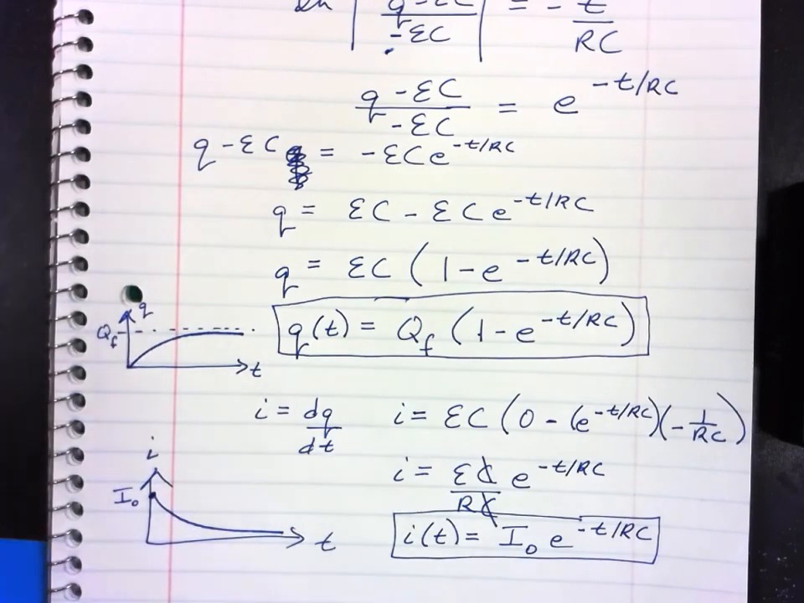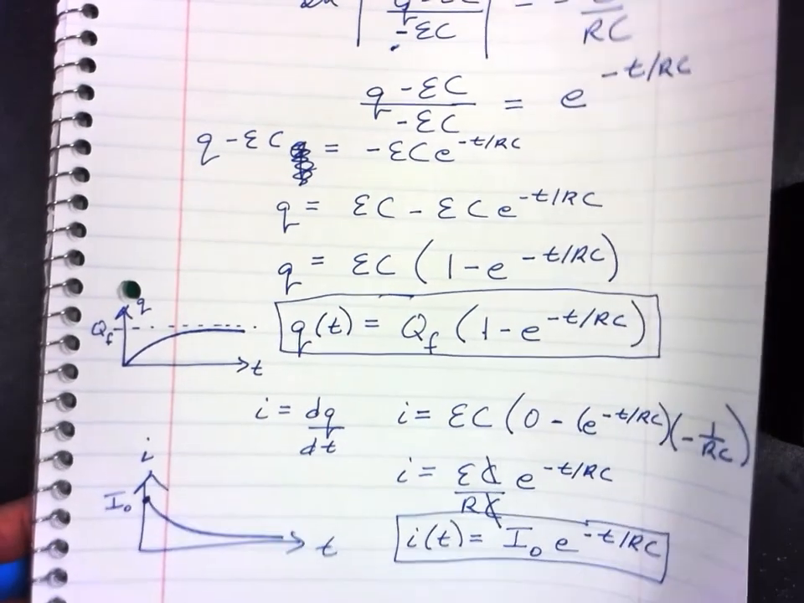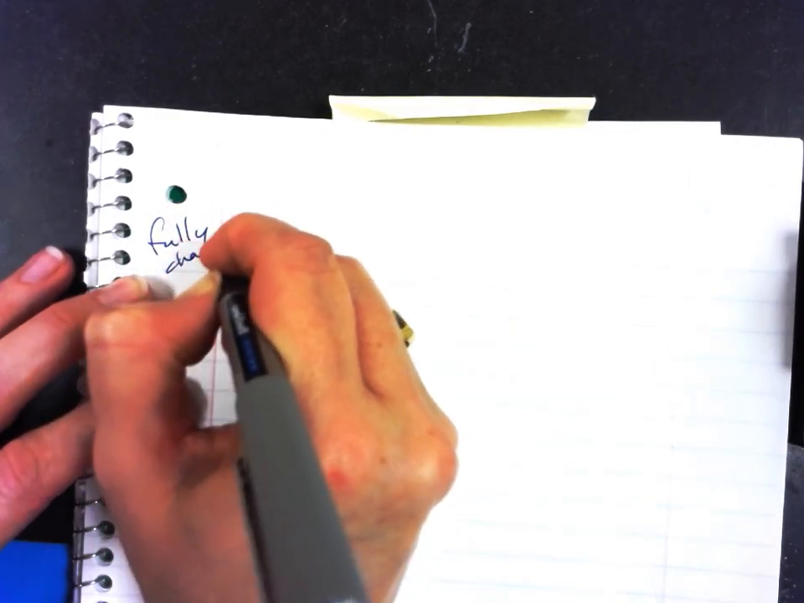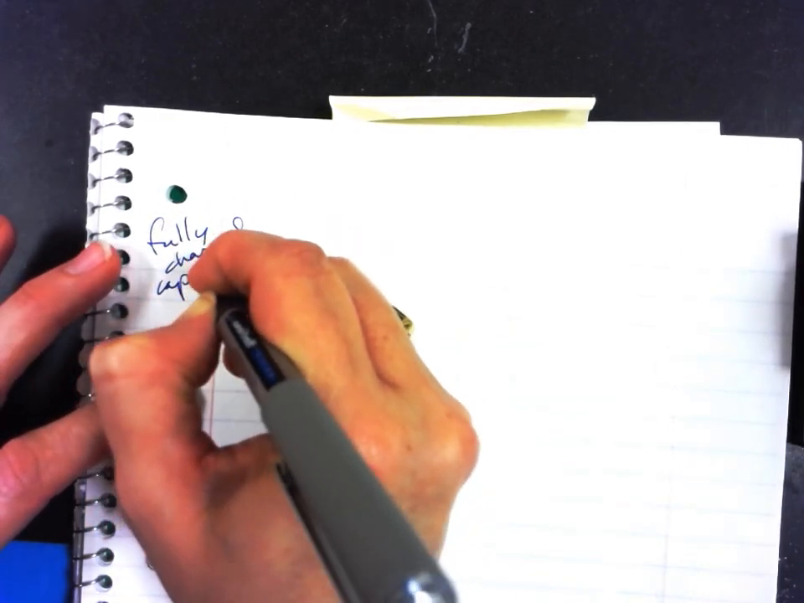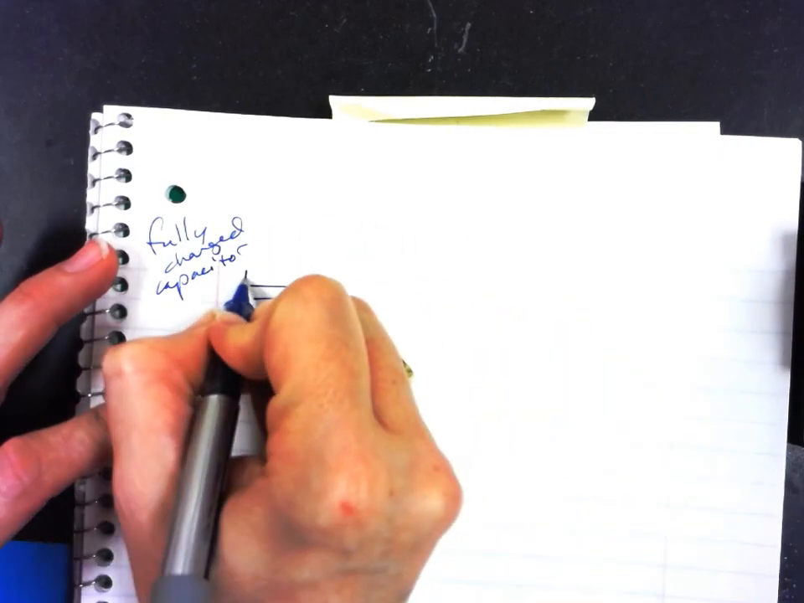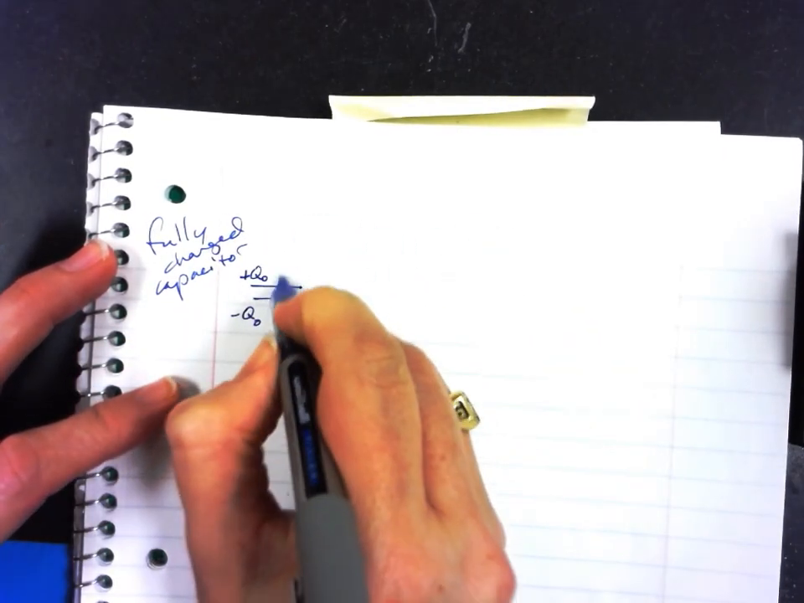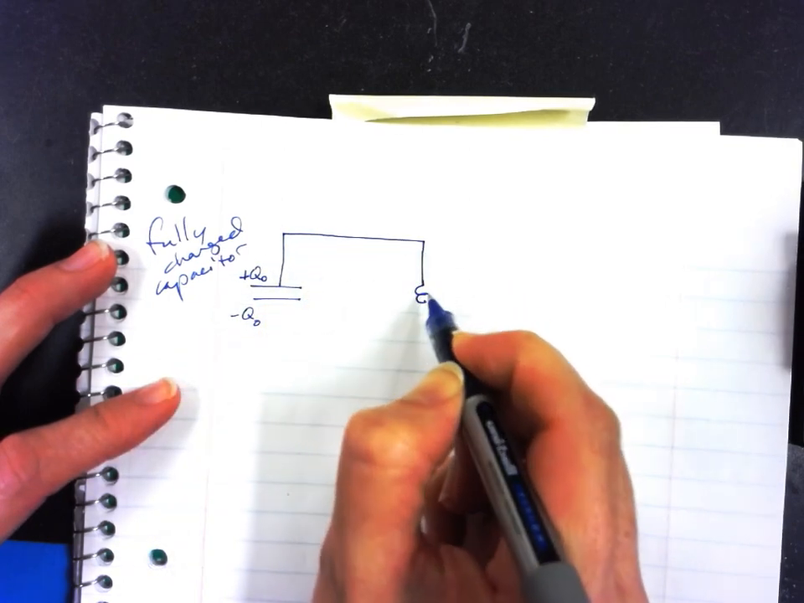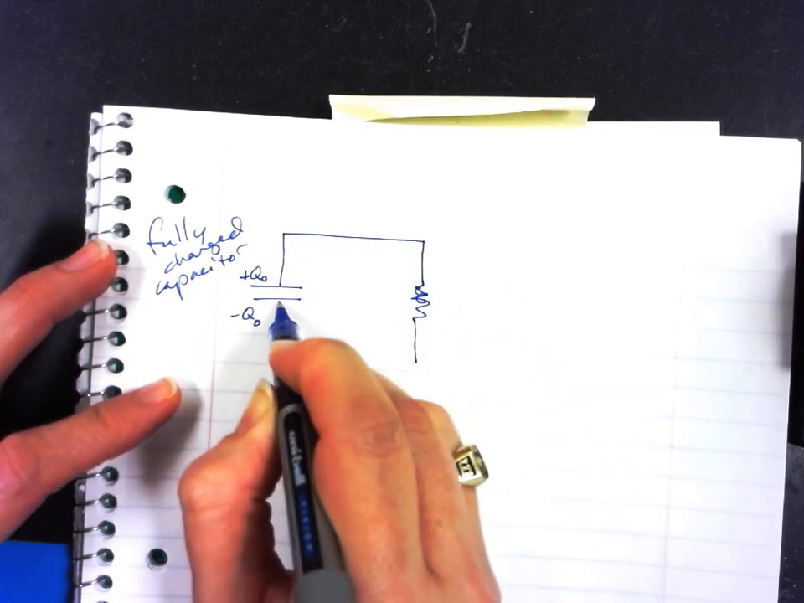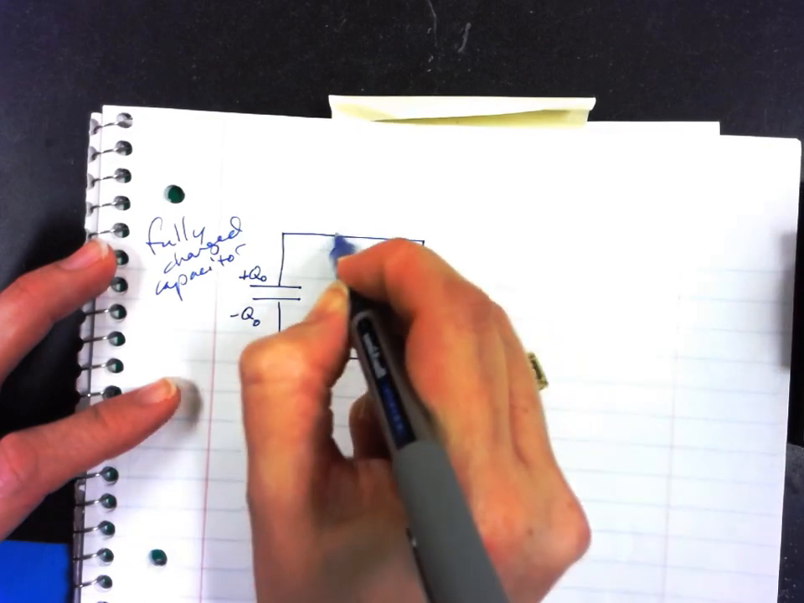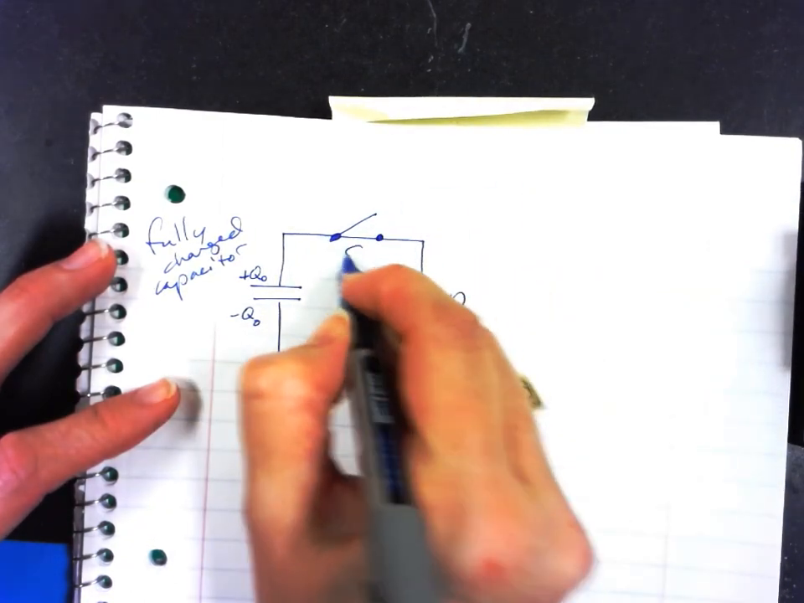So one more thing to talk about: discharging a capacitor. So turn the page. Another circuit. This is a fully charged capacitor, so it has positive Q and negative Q initially. And I started to draw the wrong thing. Don't worry, that's later. So we have a switch, which we're going to close.